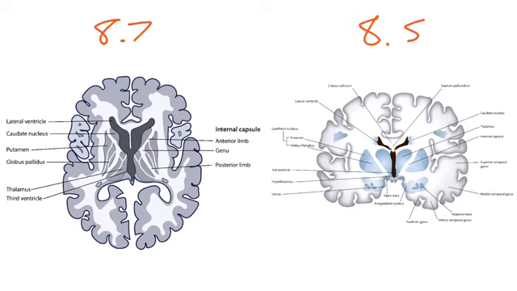So on the left, we have the caudate nucleus right here. Then we have the putamen right here. We have the globus pallidus externus and globus pallidus internus. And on the right, we have the caudate nucleus right here, and we have the putamen right here. Then we have the globus pallidus externus and internus.